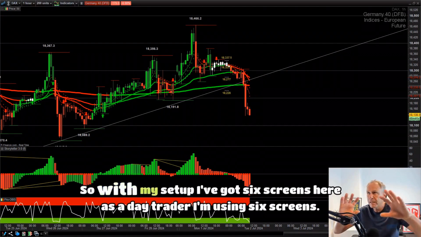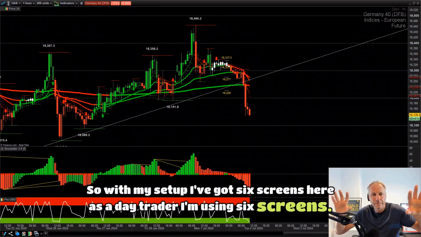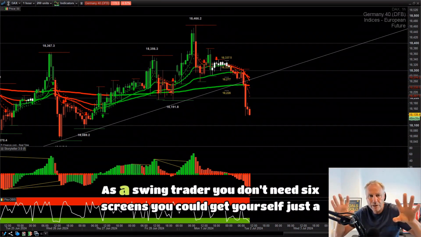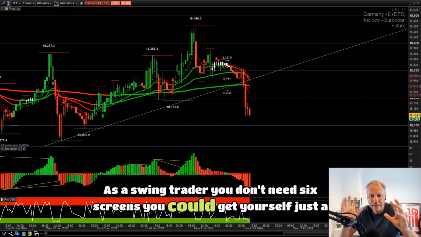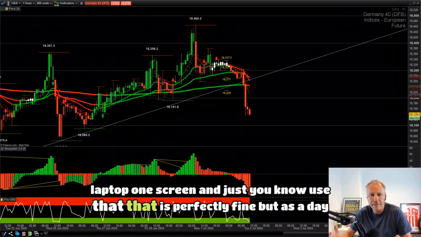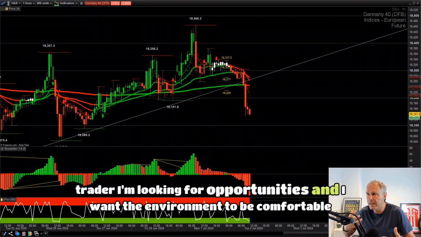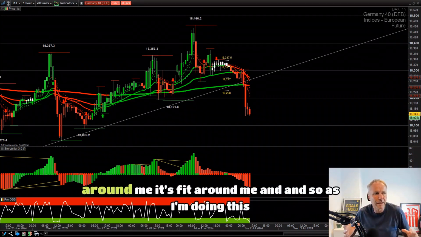So with my setup, I've got 6 screens here. As a day trader, I'm using 6 screens. As a swing trader, you don't need 6 screens. You could get yourself just a laptop with 1 screen, and that is perfectly fine. But as a day trader, I'm looking for opportunities, and I want the environment to be comfortable around me.